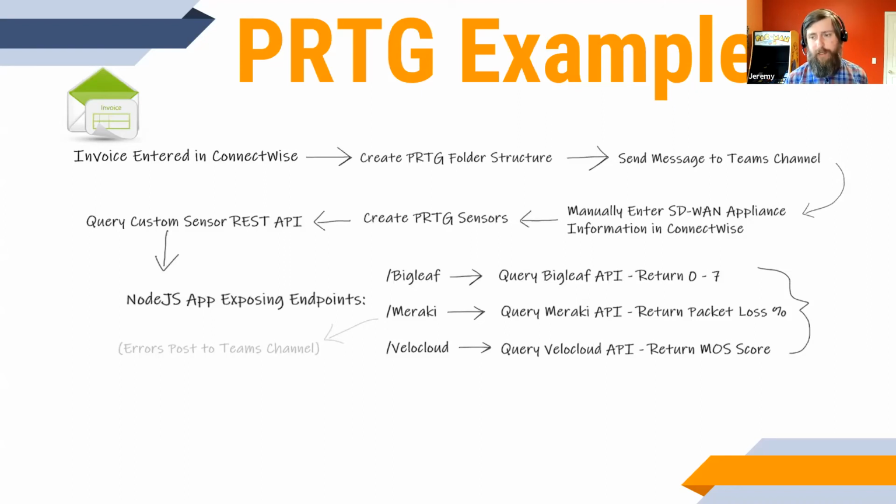Meraki, we return the packet loss. VeloCloud gives us enough information. We real-time compute the MOS score, right? Nothing really is going to tell the health of the circuit except mashing together the latency, jitter and packet loss together into this MOS score.